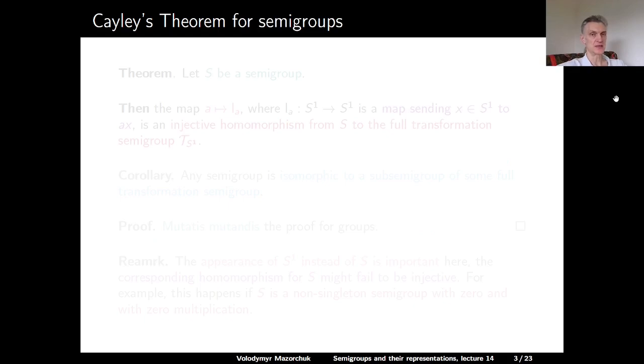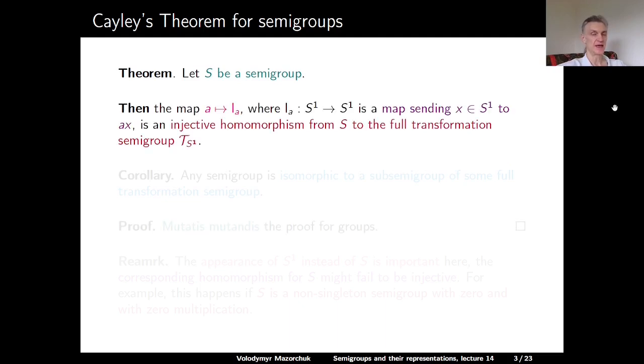Now we can generalize this easily to semigroups. Theorem, let S be a semigroup. Then the map, which sends an element A in S to the transformation L sub A, which is the left multiplication with A, and this is a transformation of the semigroup S upper 1, so of the monoid associated to S. So that's the map from S upper 1 to S upper 1, which sends an element x in S upper 1 to the element Ax. So this map is an injective homomorphism from S to the full transformation semigroup T on S upper 1.